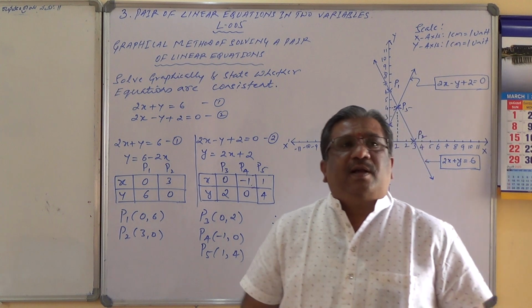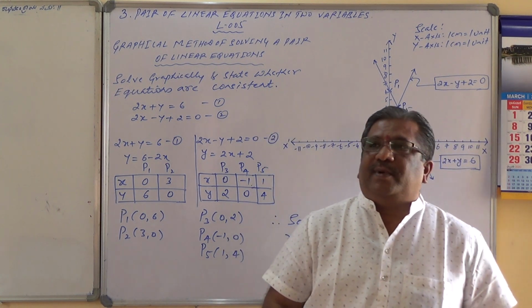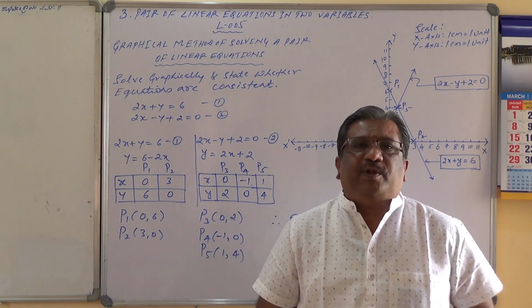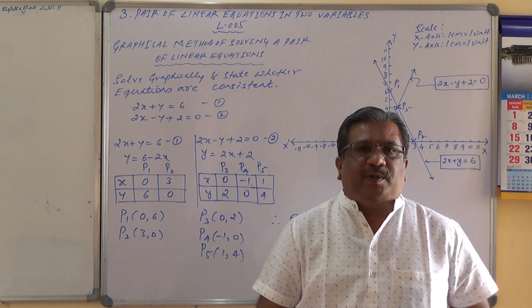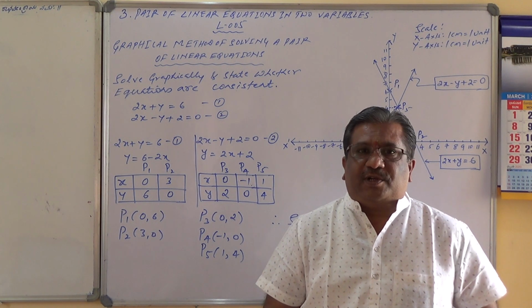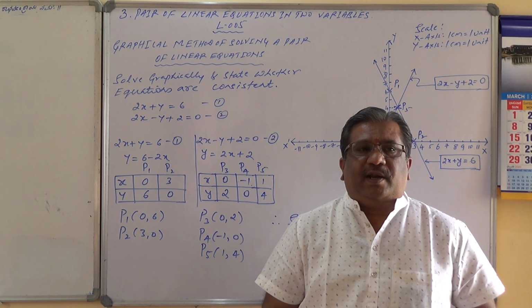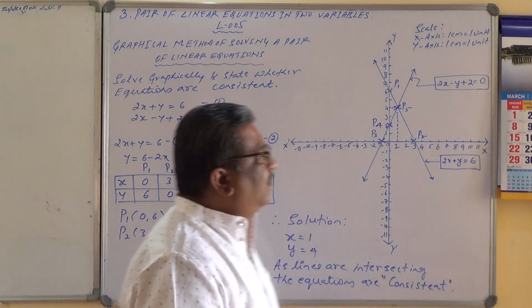Whenever we take up the graphical method of solving a pair of linear equations, we may end up with intersecting lines, for which the solutions will be there, and we may end up with parallel lines, where there are no solutions. Also, we may end up with coincident lines, where infinitely many solutions will be there. Let us take the first example.